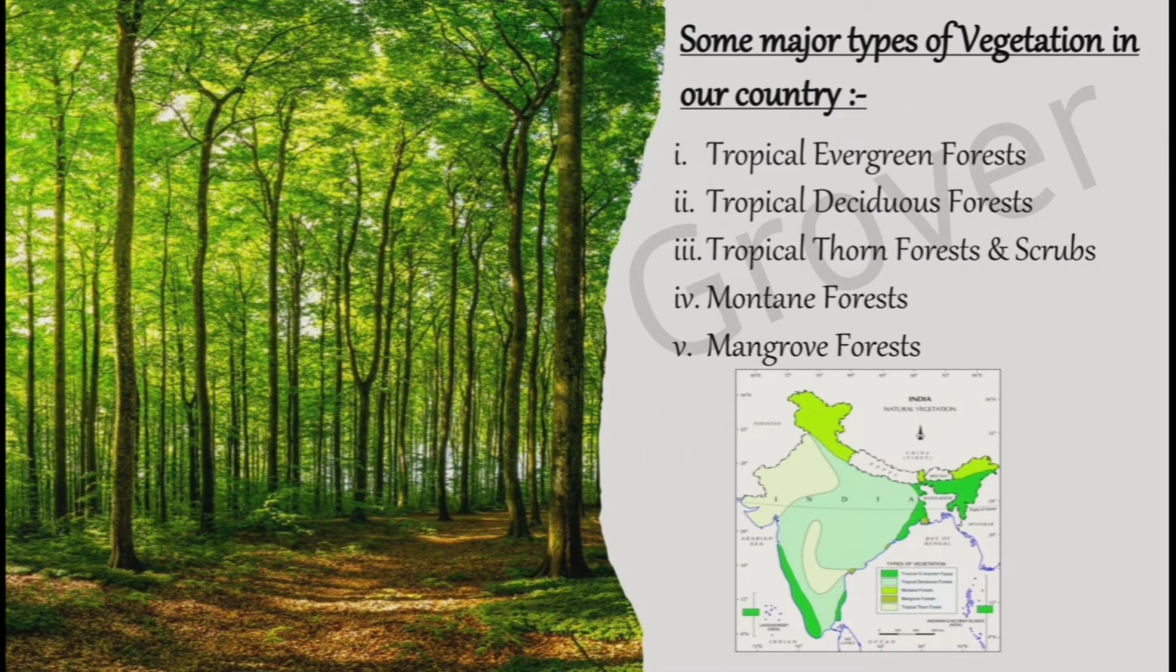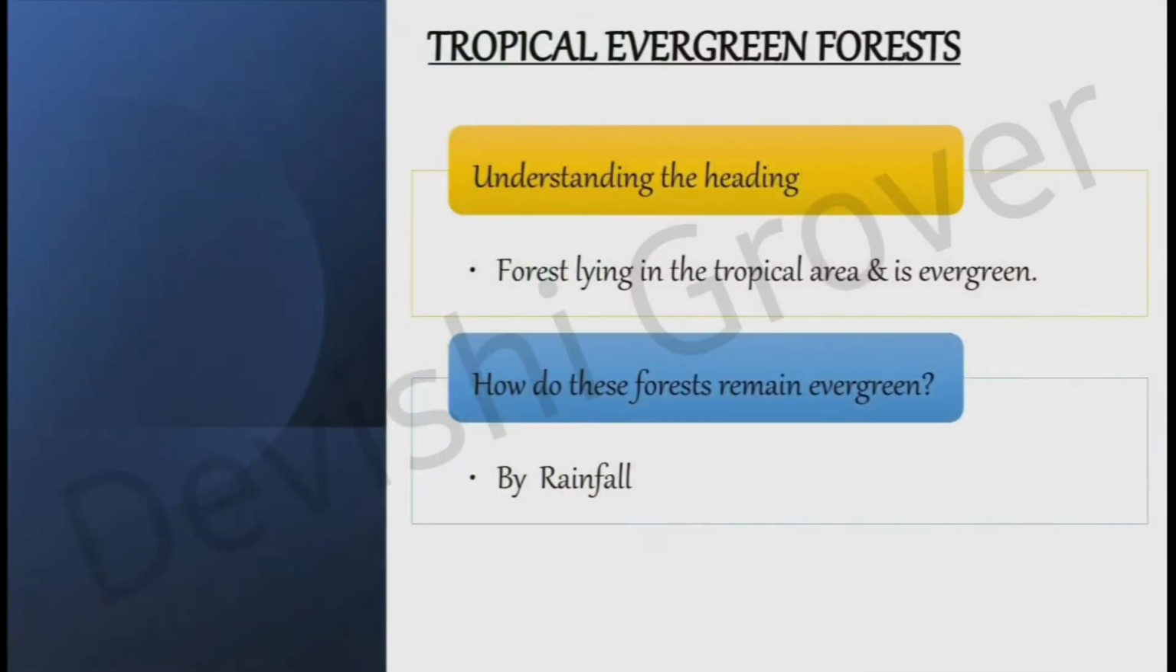Some major types of vegetation in our country are tropical evergreen forest, tropical deciduous forest, tropical thorn forest and scrubs, montane forest, and mangrove forest. Now, let us read about tropical evergreen forest. Do you know what evergreen means?